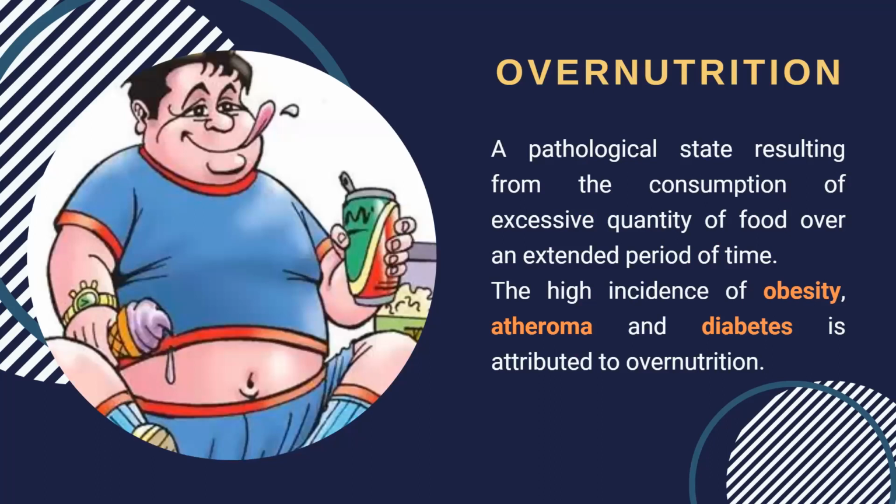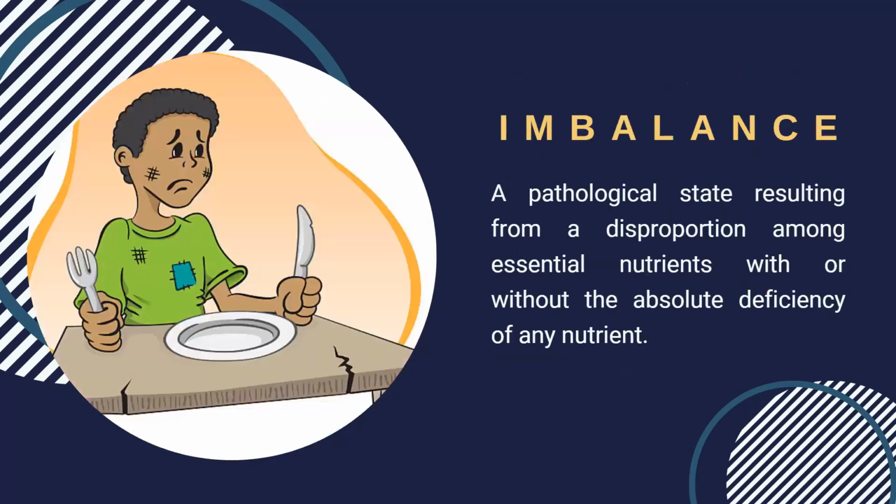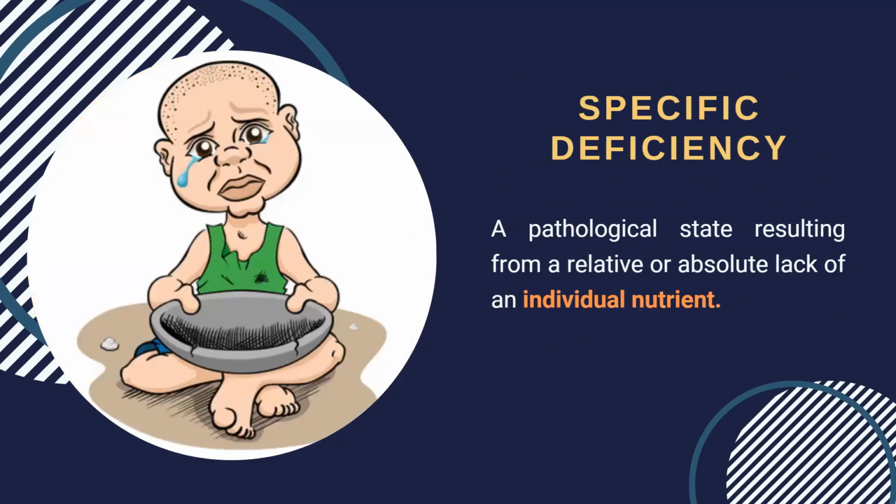Overnutrition is a pathological state resulting from the consumption of excessive quantity of food over an extended period of time. The high incidence of obesity, atheroma, and diabetes is attributed to overnutrition. Imbalance is a pathological state resulting from a disproportion among essential nutrients with or without the absolute deficiency of any nutrient. And specific deficiency is a pathological state resulting from a relative or absolute lack of an individual nutrient.